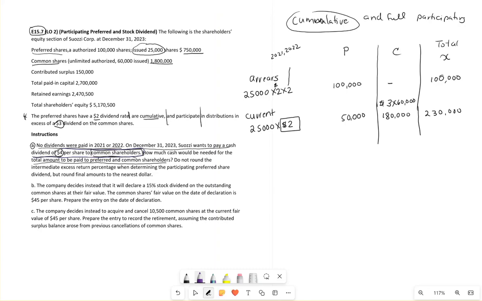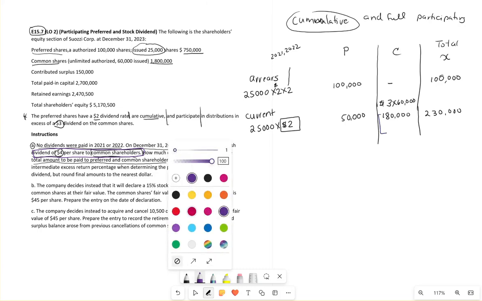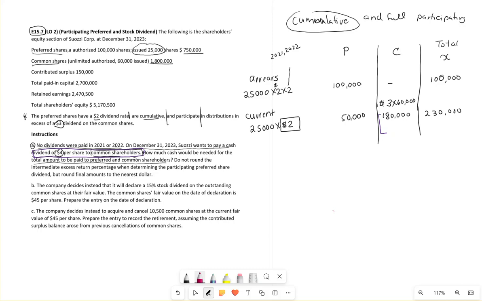Then the question said, as we read further, that we have to give common shareholders the $4. So altogether we have to pay them the $4. Now we already paid them the $3, so we owe them one more dollar per share. So we owe them $4 altogether. For the participating portion, we already paid them the participating pro rata dividend. So we already gave them 60,000.